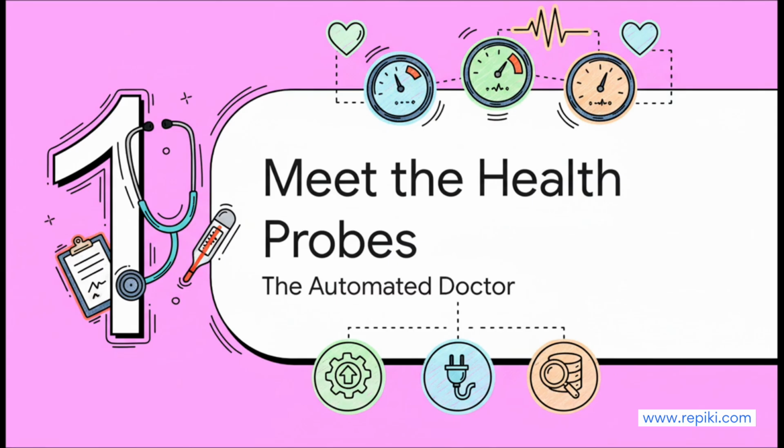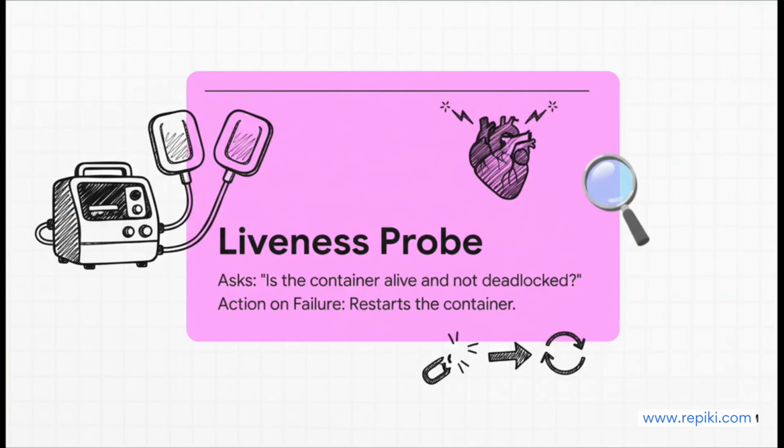Let's meet the three main types. Each one has a very specific job. First up, we have the Liveness probe. This is your defibrillator. It is the absolute last resort. It's designed to answer one question. Is this application so fundamentally broken that the only solution is to kill it and start over? If this probe fails, Kubernetes just steps in and restarts the container. It's for those catastrophic, unrecoverable failures, like a total deadlock where the app can't make any progress at all.